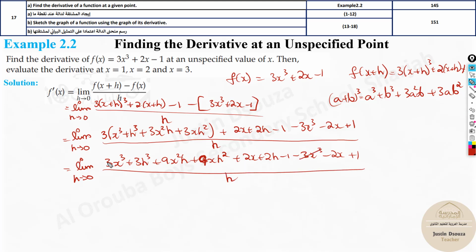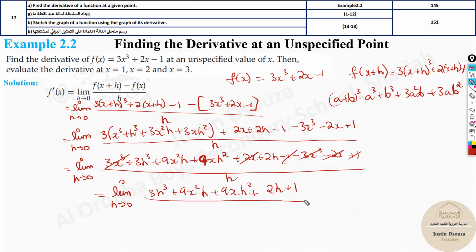Now we can see some terms get cancelled. That's 3x cubed minus 2x and 2x plus 1 minus 1. Let's write the remaining terms. It is limit as h tends to 0. What is remaining? It's 3h cubed plus 9x squared h plus 9xh squared plus 2h, divided by h. There's no plus 1. My bad.